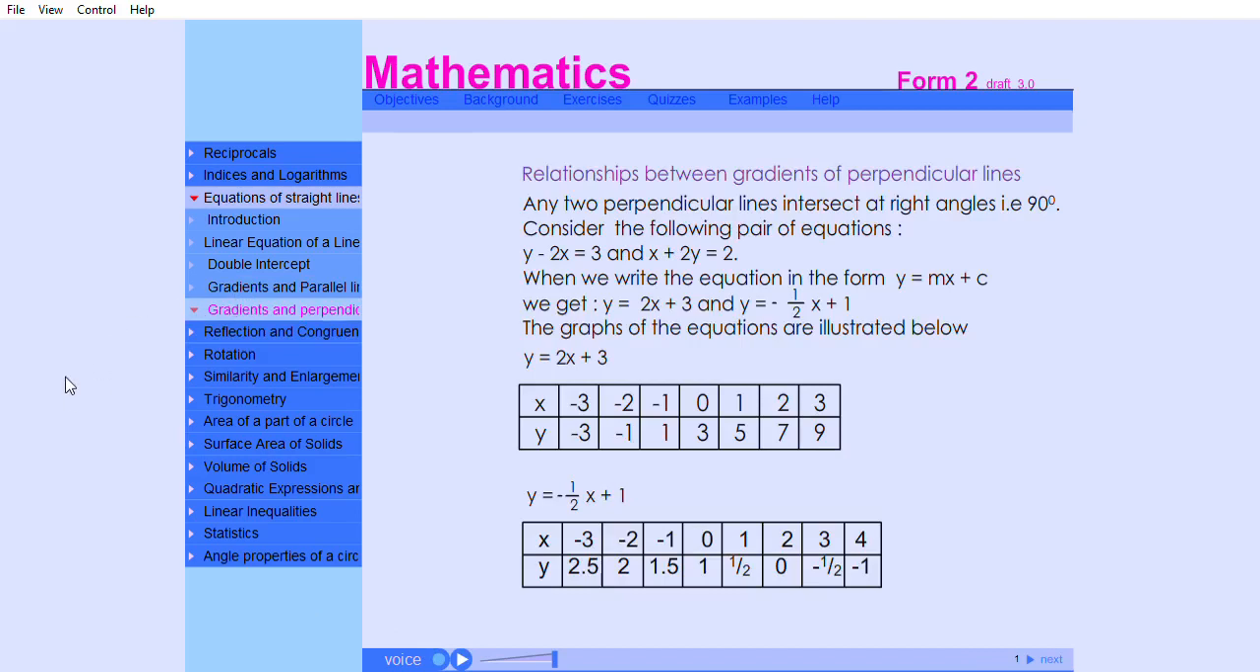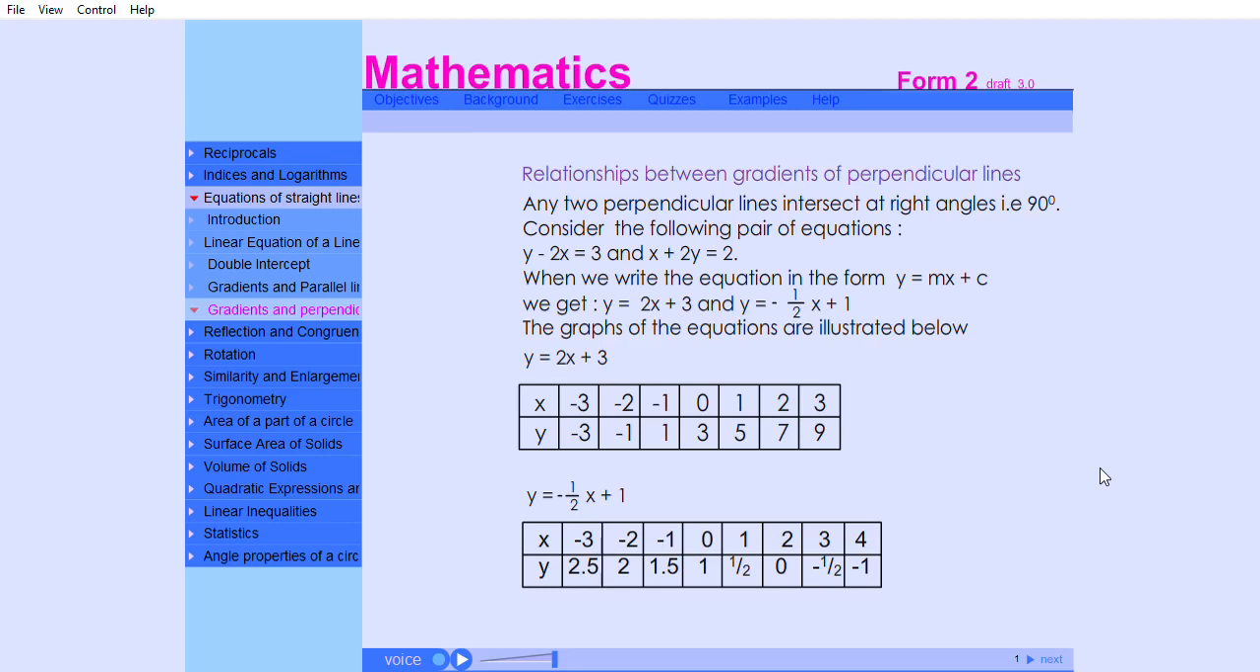Relationships between gradients of perpendicular lines. Any two perpendicular lines intersect at right angles, that is 90 degrees. Consider the following pair of equations. Y minus 2x is equal to 3. X plus 2y is equal to 2.